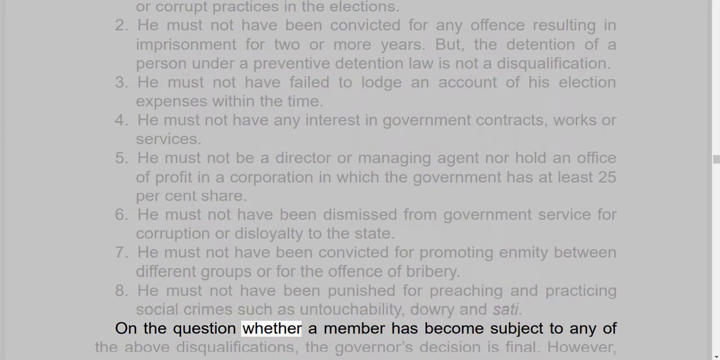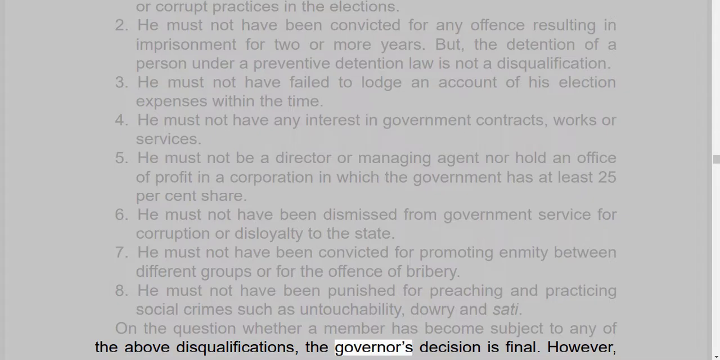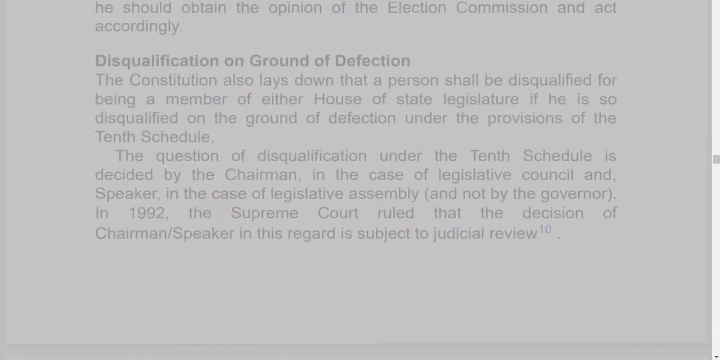On the question whether a member has become subject to any of the above disqualifications, the governor's decision is final. However, he should obtain the opinion of the Election Commission and act accordingly. Disqualification on ground of defection. The Constitution also lays down that a person shall be disqualified for being a member of either House of State Legislature if he is so disqualified on the ground of defection under the provisions of the 10th Schedule.